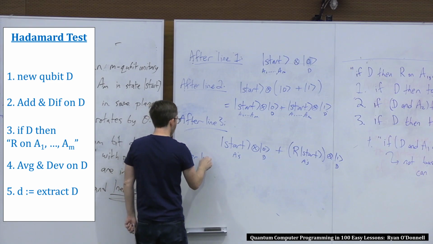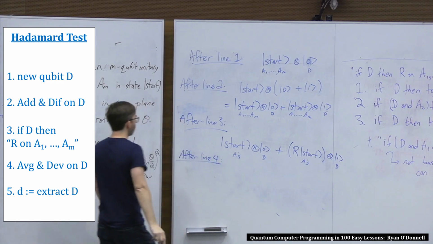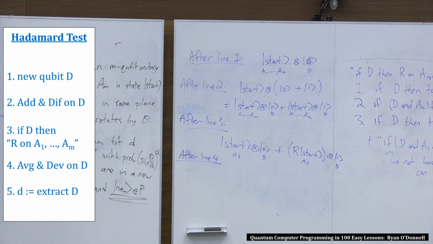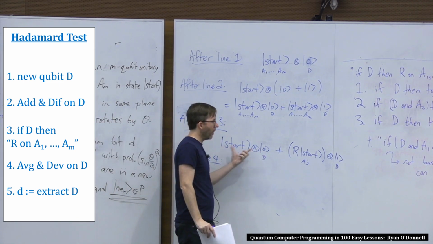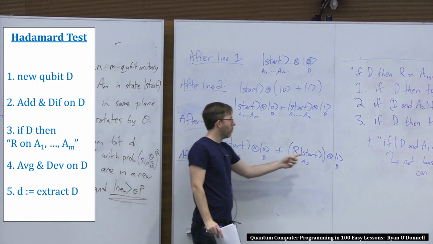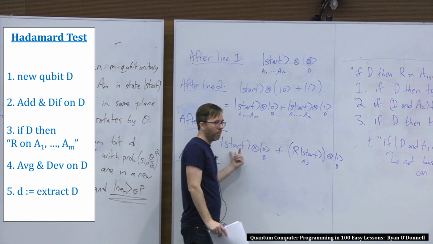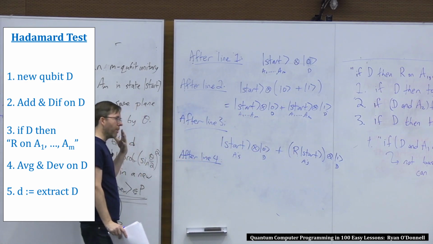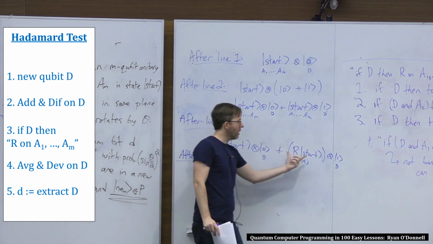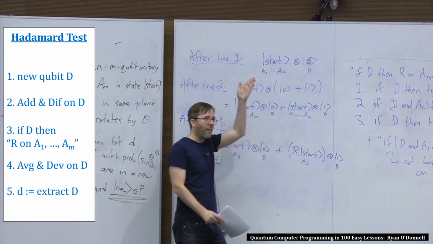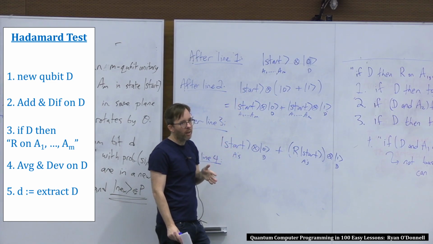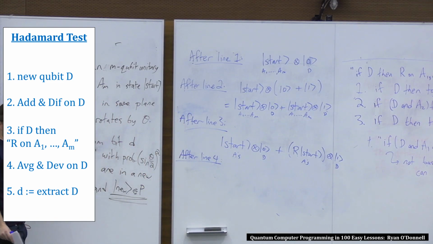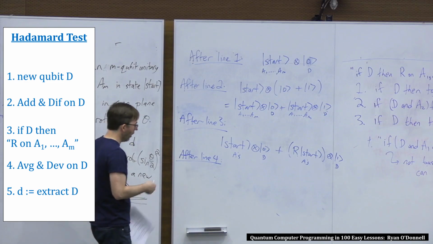So after line 4, we're doing average and div on D. And if you remember the slogan of that, you say to yourself, oh, on the part where D is 0, you get the average of the two amplitudes. And on the part where D is 1, you get the deviation of the two amplitudes. I'll let you think about this a little bit, but it really works even when these are not just numbers, but vectors, because you just do the average amplitude-wise or component-wise, and the deviation amplitude-wise or component-wise. If you look at the notes, I draw a little diagram to help explain that. But let me just say for now, it's a little exercise.